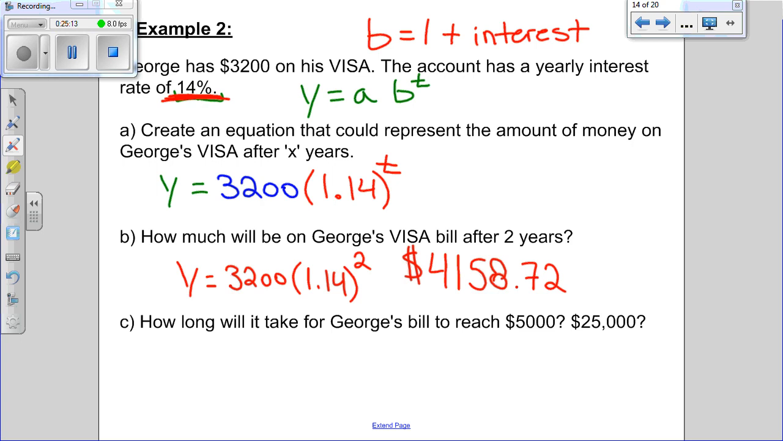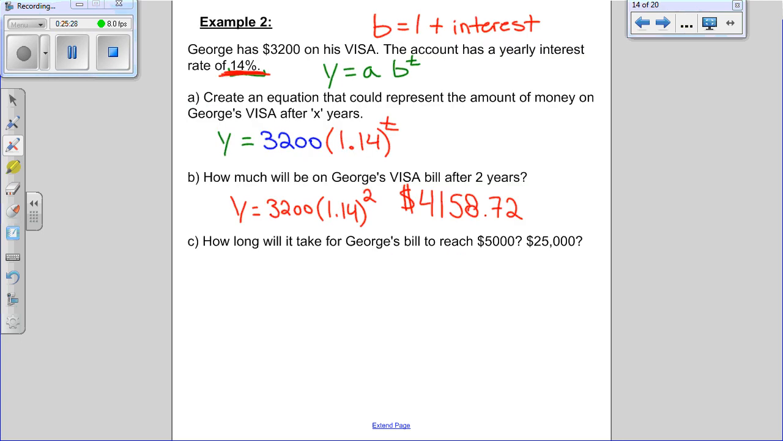Okay, question C. How long will it take for George's bill to reach 5,000 or 25,000? We'll do 5,000 together. If we want the bill to end at 5,000, that means y equals 5,000, equals our equation, but we don't know the time now because that's what we're looking for. To solve an equation like this, I could definitely use logs and put in all that hard work. Or I could say this is y1, this is y2.